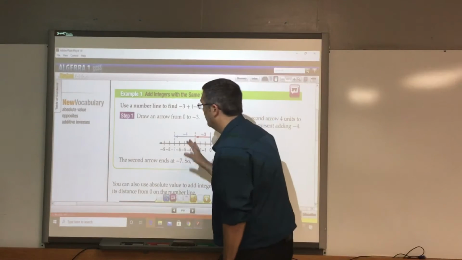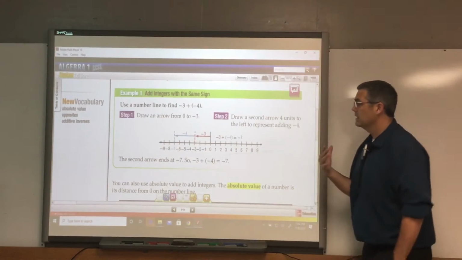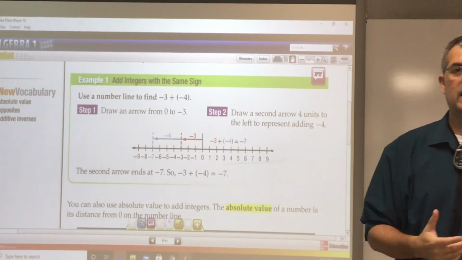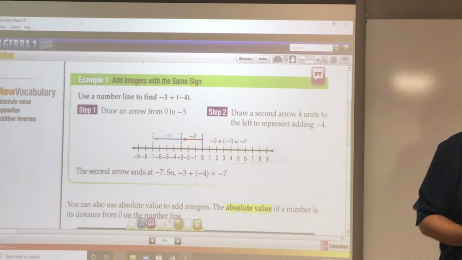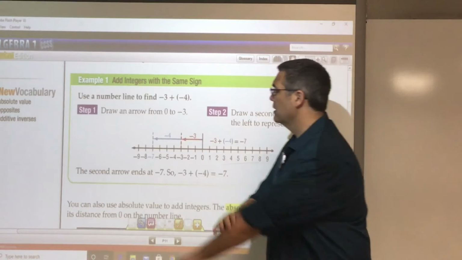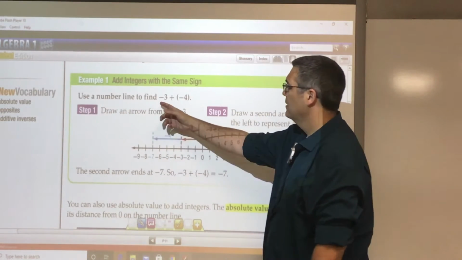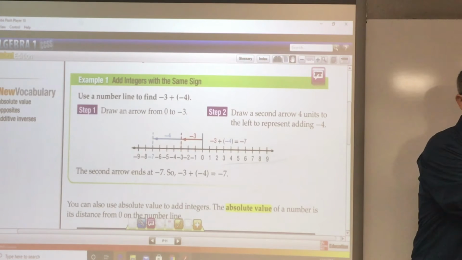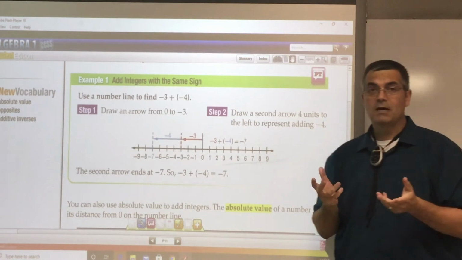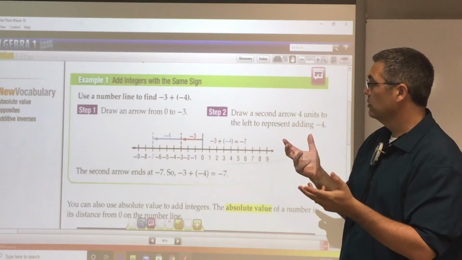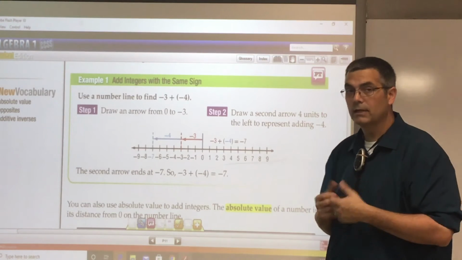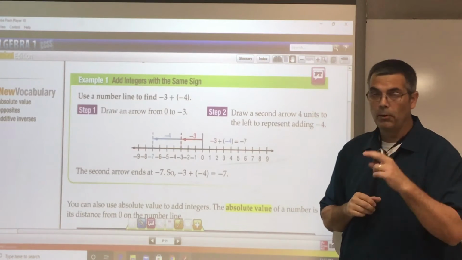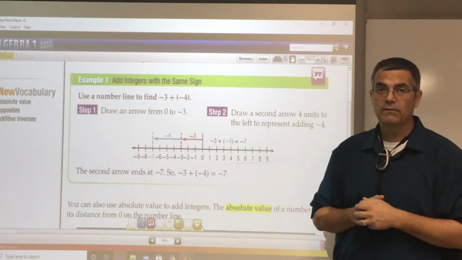What we have set up here is basically a number line to show an example of what it looks like when you do this. They say, use a number line to find -3 plus -4. Well, if we follow just the rule that we have, if they're the same sign and we're adding them, we just add them together and keep their sign. So 4 plus 3 is 7. They were both negative, therefore it's a -7.